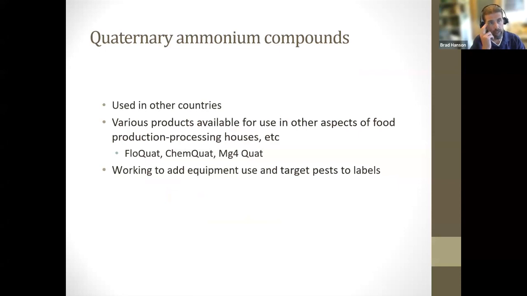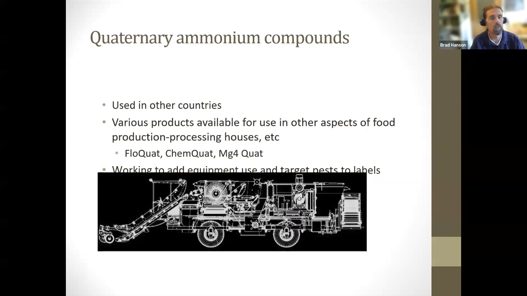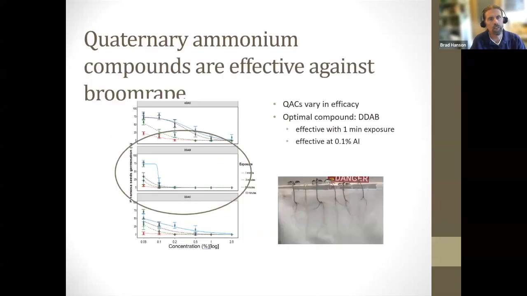So we wanted to add to this the quaternary ammoniums. I mentioned these earlier, the FlowQuat, ChemQuat, the MG4. So we're working to understand how best to use these on equipment and to get these target pests added to those labels, which don't typically focus on harvest pests. They think about food safety issues largely, or medical sanitation. Okay, again, starting with the harvesters. I showed you some of these data in a little different bar chart earlier, but we've got good data on quaternary ammoniums on broomrape, and that's this left-hand photo.